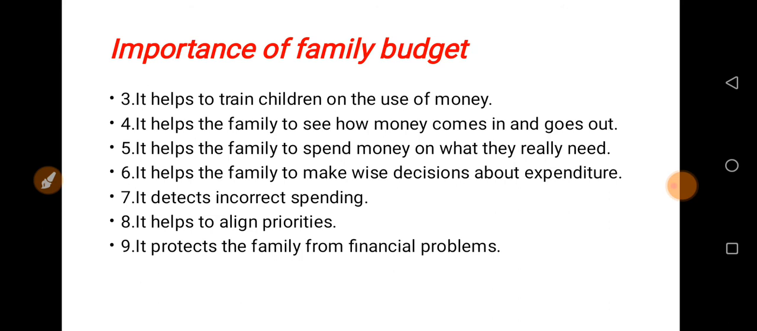It helps to align priorities. When you talk about it, it helps to align priorities. For example, you have to list what you really need. So when you make your budget, the first thing on the list, you have to go for that. So it helps to align priorities. Number 9, it protects the family from financial problems. Yes, once you plan your family income, it protects the family from financial problems.